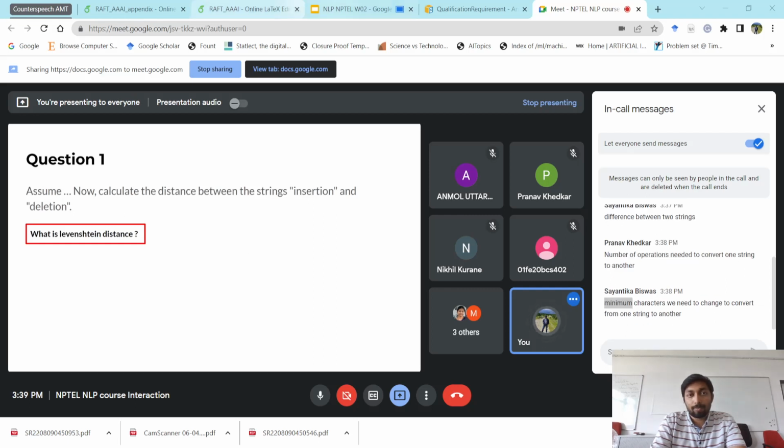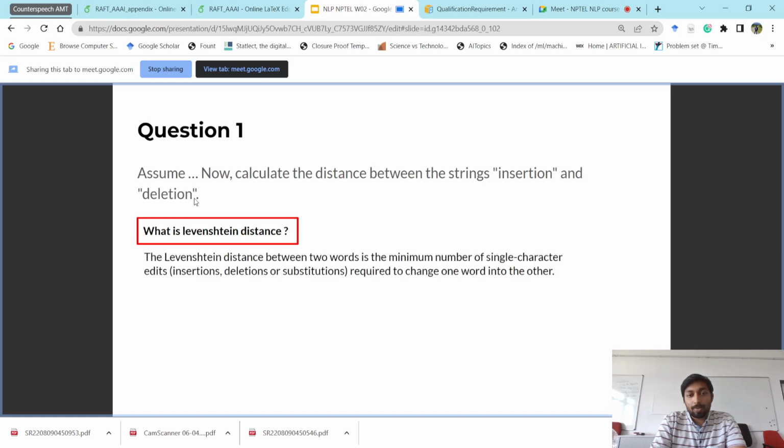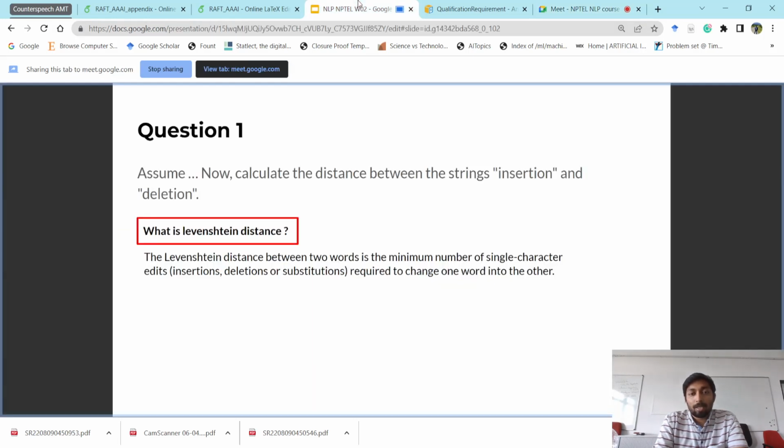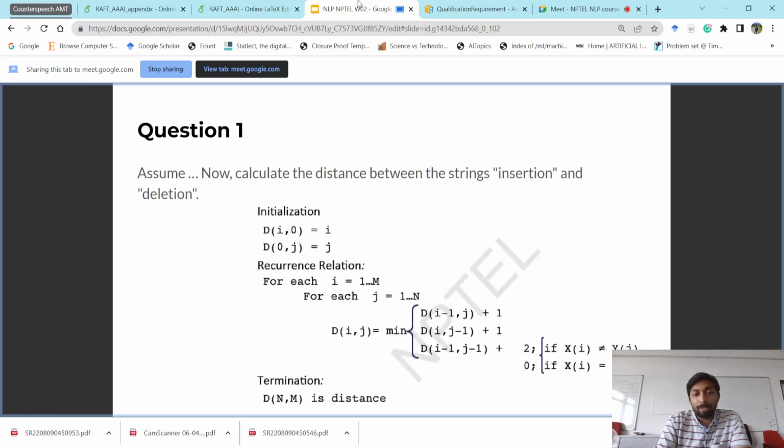Okay, let us move forward. So the Levenshtein distance between two words is the minimum number of single character edits or changes, that are insertion, deletion, or substitutions. This is important. The operations we can perform are these three only, and required to change one word into the other. You are both pretty close in the answer, but you should be more specific. Okay, now the definition is okay, but how do we do that?